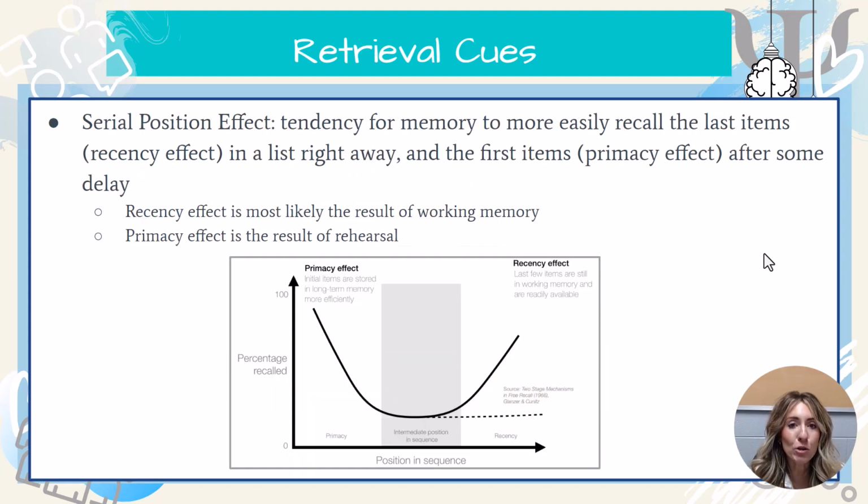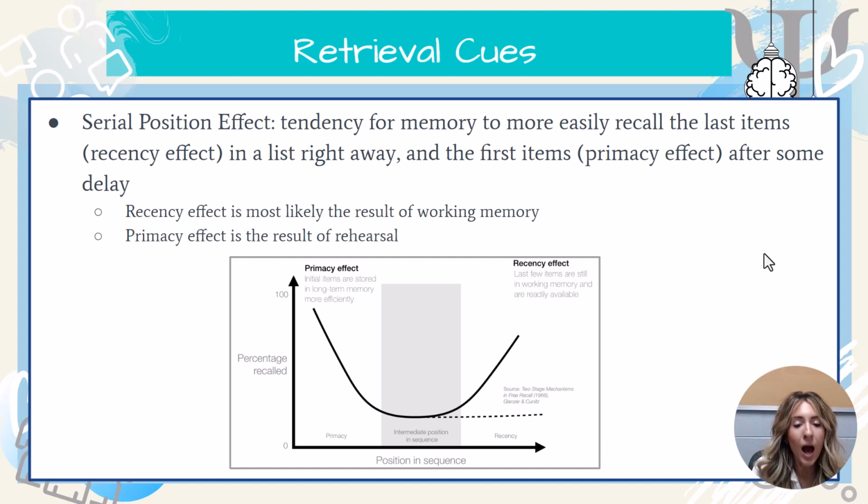The last kind of retrieval cue or situation that impacts our retrieval is something called the serial position effect. This is the idea that when we're trying to think of a list or a bunch of items in a row, we have a tendency to remember the very first things we learn and the very last things we learn. This makes sense because the last things we learn are in our working memory. They're very recent, right? So we recall them easily. If I give you a list of 10 things, the very last thing I said you remember because I just said it.